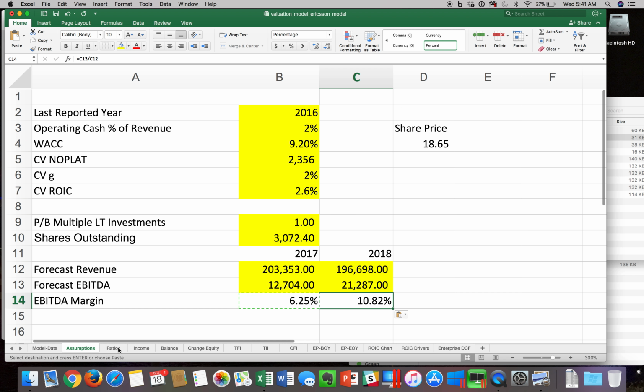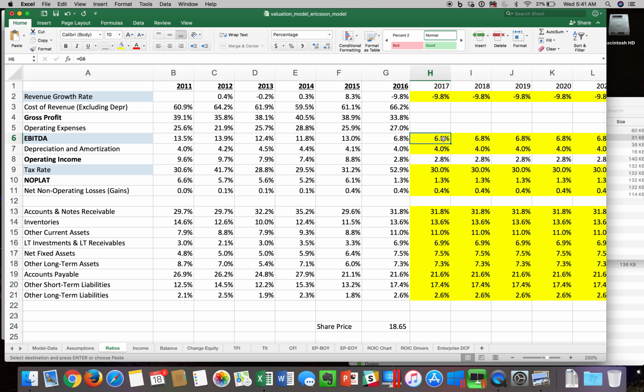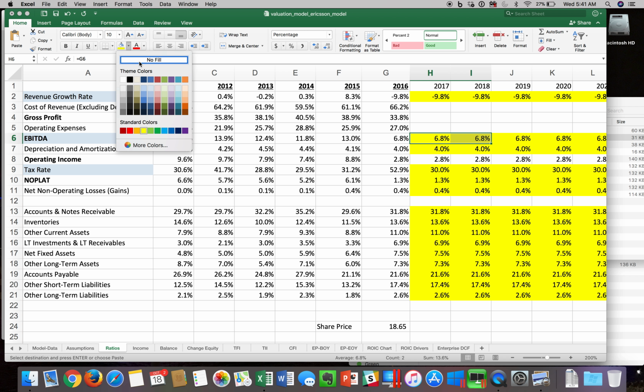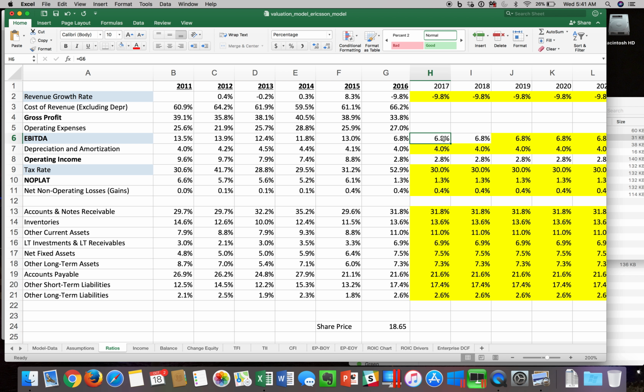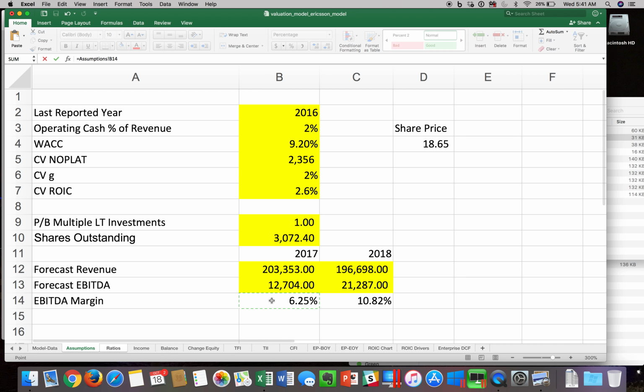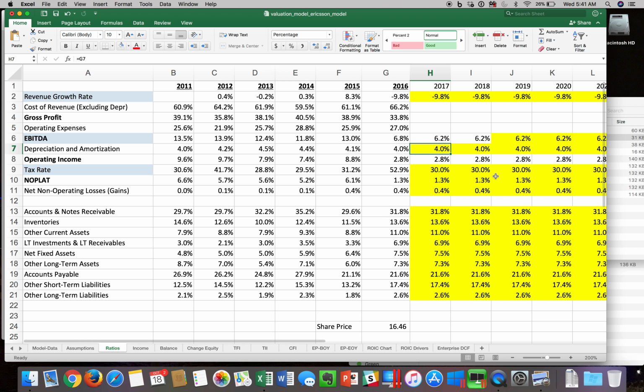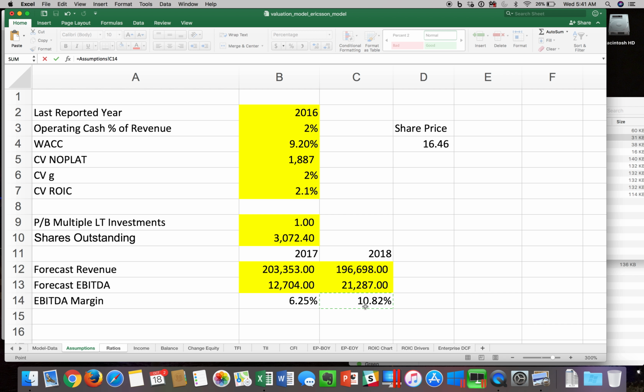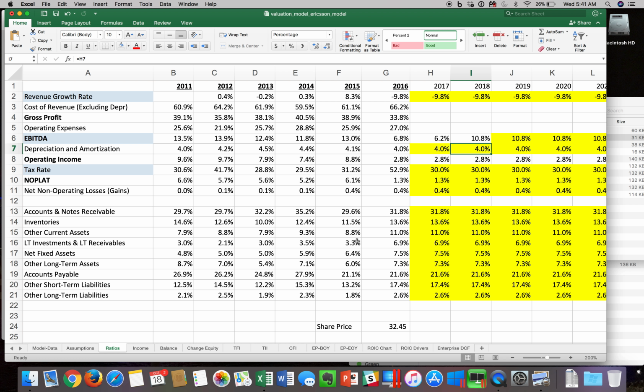So here's the thing. For these ratios, instead of making these yellow, I'm going to get rid of the color, and I'm going to make the 2017 EBIT forecast come directly from the consensus estimate, and the 2018 forecast come from the consensus estimate. So notice that that changes the share price, and we're now at $32.45.